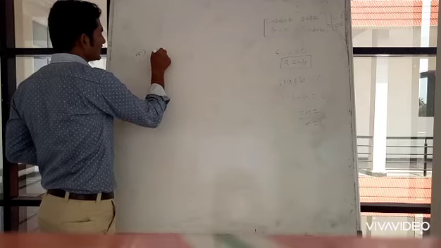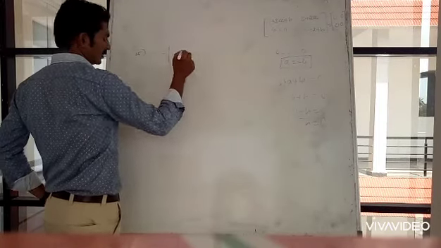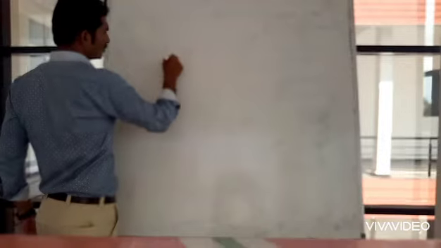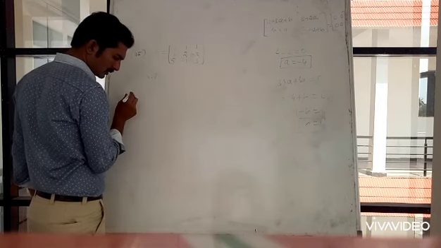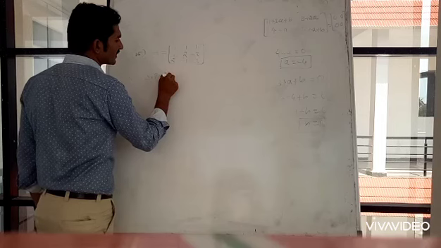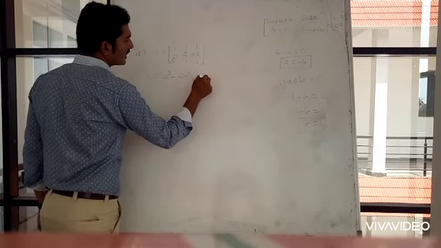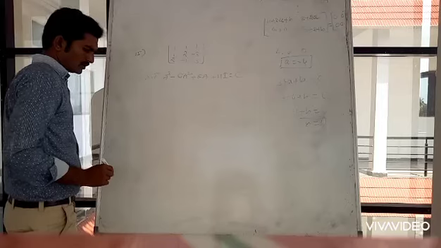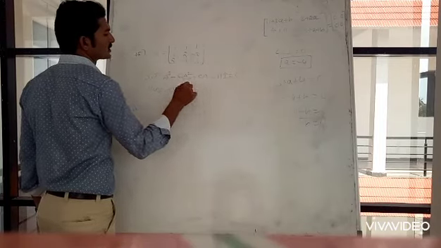For the matrix A is equal to 1 1 1, 1 2 minus 3, 2 minus 1 3, show that A cube minus 6A square plus 5A plus 11I is equal to the zero matrix. Hence find A inverse.